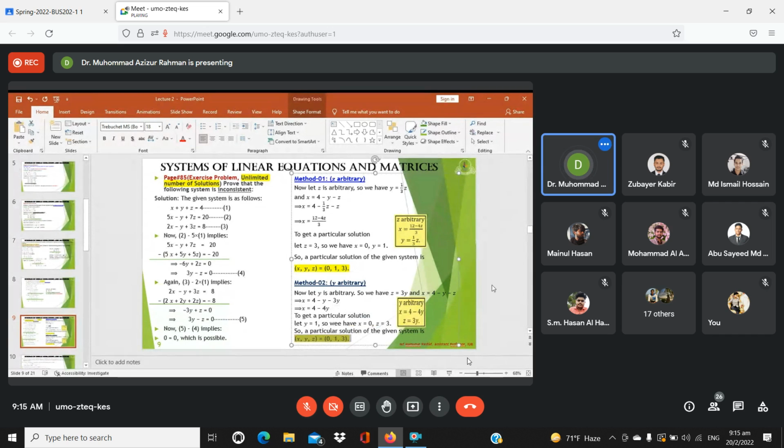Now, let's say in the first case, instead of taking z equals 3, if we take z equals 6, what will happen? What should be the value of y? 2. Then what should be the value of x?